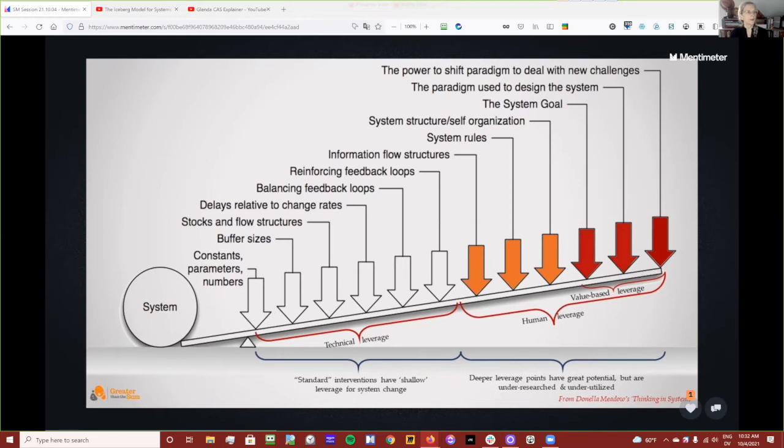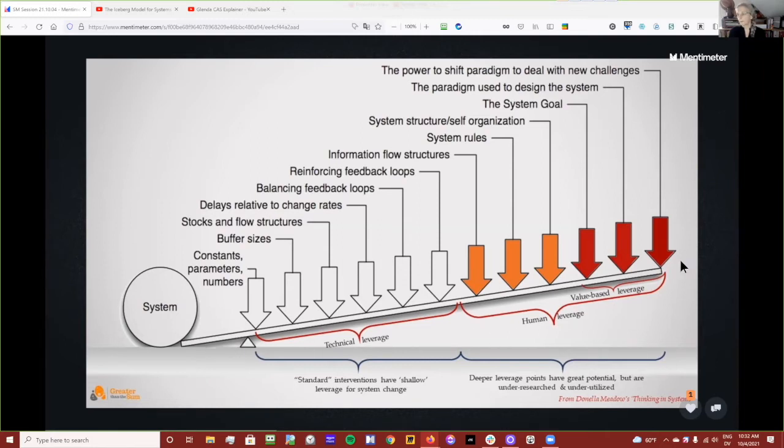Depending on the context, any or all of these things that you can pay attention to are necessary. But the further to the right you go, the greater the leverage you're going to have. If we start down here at the lower left, these white arrows, these are all technical solutions. For instance, let's say we want to influence the issue of homelessness. If we look at the very first thing we can pay attention to on the fulcrum, which is constants, parameters, numbers, we might say, okay, we're going to make more beds available in homeless shelters, and that's how we're going to deal with homelessness.